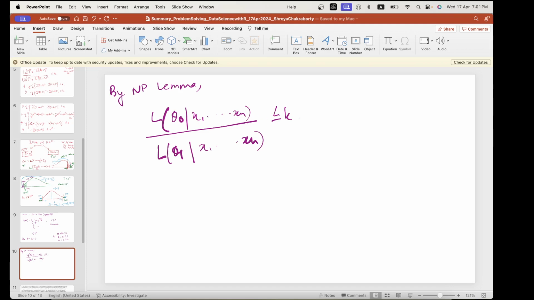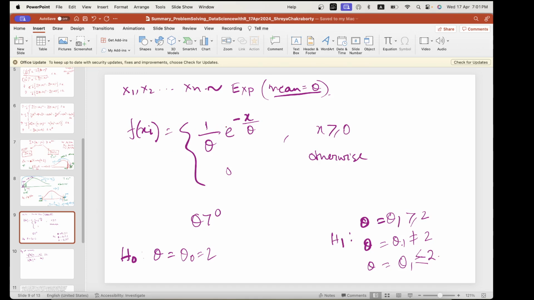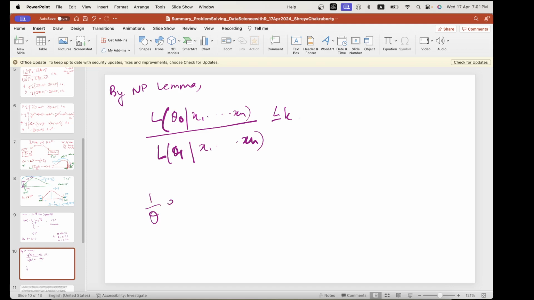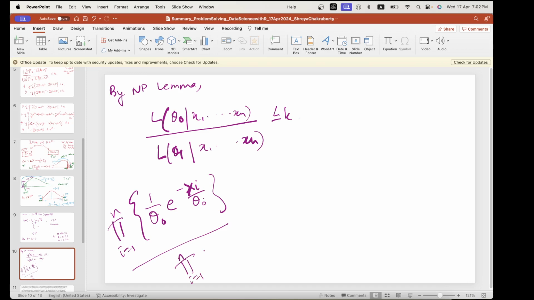Now, likelihood is nothing but the joint PDF. So we are going to write the joint PDF. Here I have written the formula for one, and these are IID. So what will it be? It will be the product, i equal to 1 to n, of 1 by theta e to the power minus xi by theta. The numerator will be with theta naught and the denominator will be the product, i equal to 1 to n, of 1 by theta 1 e to the power minus xi by theta 1, that should be less than or equal to some k.